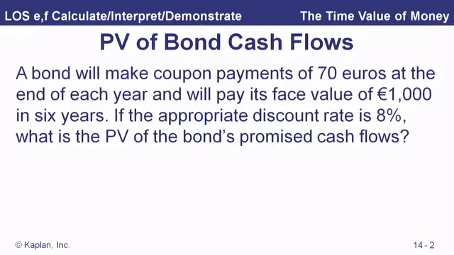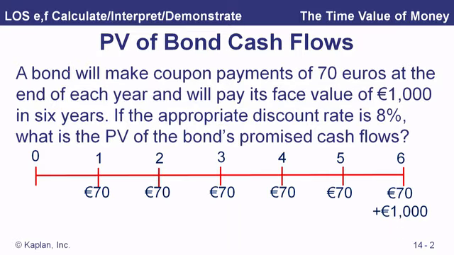So let's look at another example using these concepts. We've got a bond that'll make coupon payments, interest payments of 70 euros at the end of each year for the next 6 years, and then pay its face value of 1,000 euros along with that last payment. So if the appropriate discount rate's 8%, what's going to be the value of this bond if we're discounting those promised cash flows at 8%?